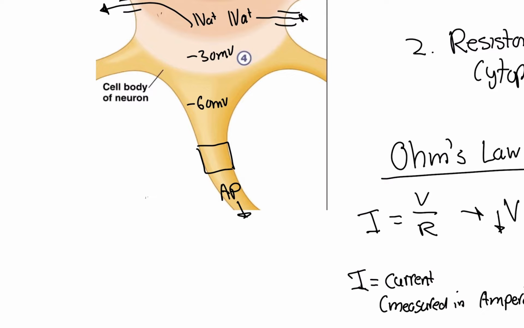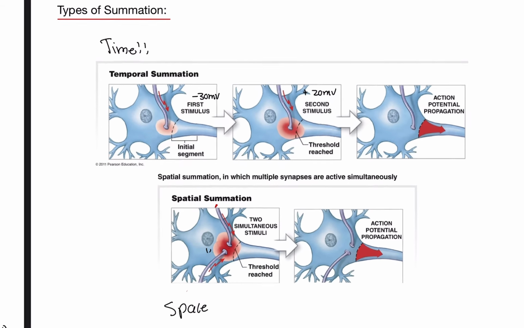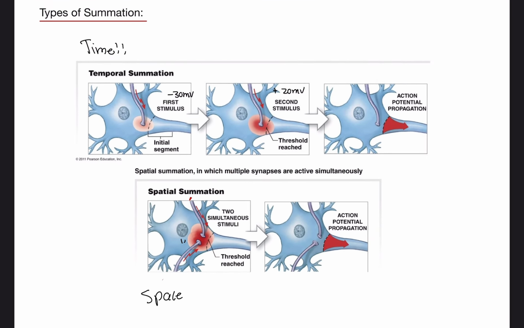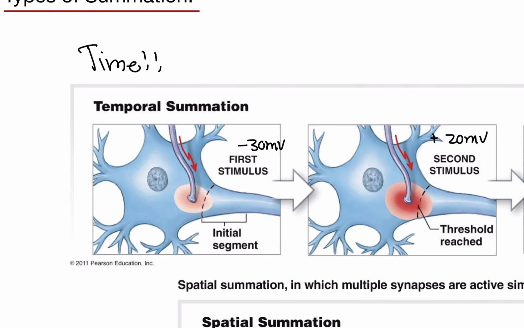So what does our body do to combat this? Well, that's where summation comes in. There are two kinds of summation. I plagiarized these pictures from my textbook because I think they did a good job for once. So the first thing is temporal summation. Think about temporal summation as time.